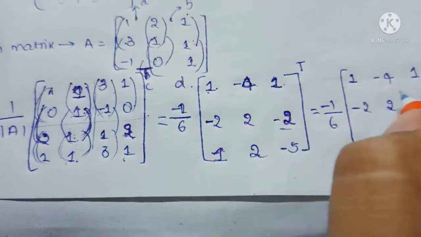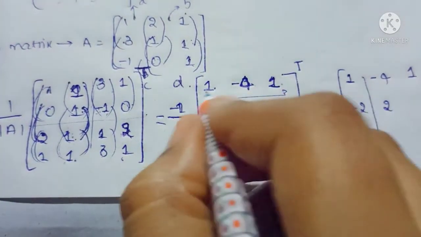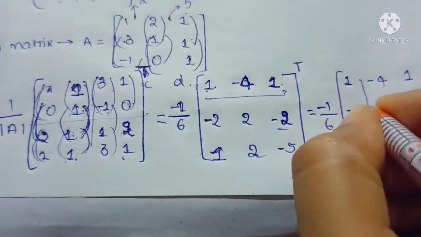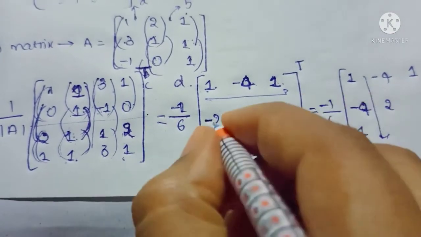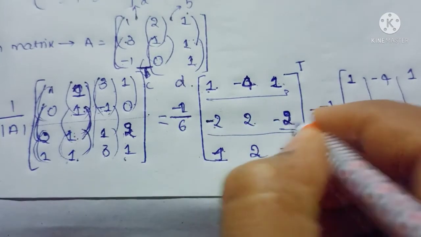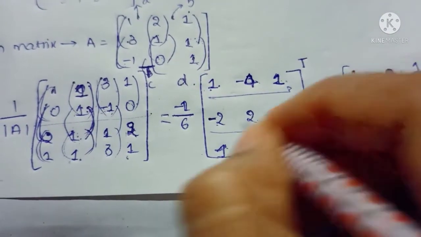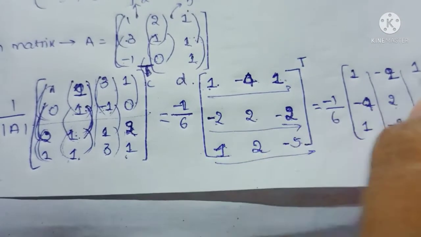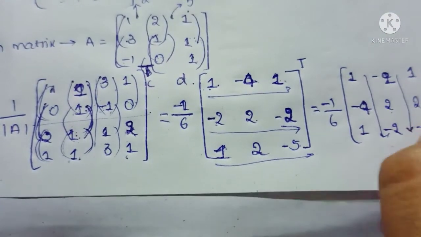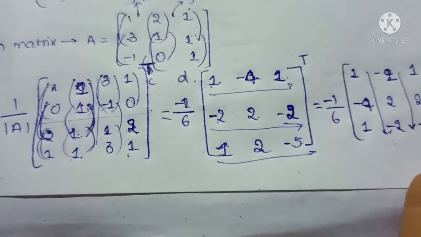So 1, -4 and 1: this row is converted into this column. Then -2, 2, -2. Then here 1, 2, -5. This is the inverse of the matrix.